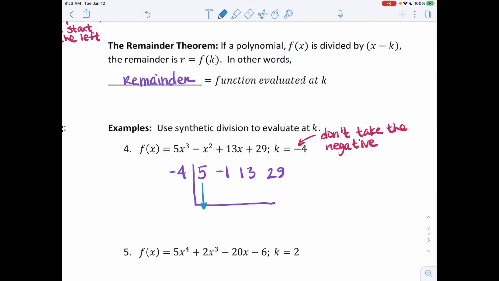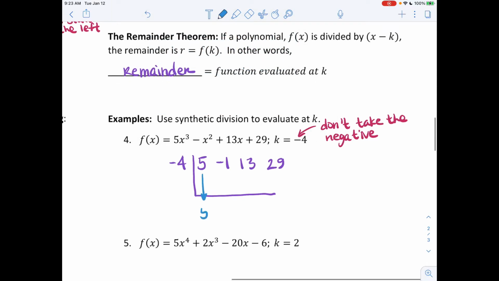Same process as before. Bring down the 5, multiply it by -4 to get -20, add -21. -21 times -4 will give me 84. And I will add 84 and 13 to get 97. These numbers are getting a little big. You may want to grab a calculator on some of these types of problems. And finally, 97 times -4 is going to give me -388.